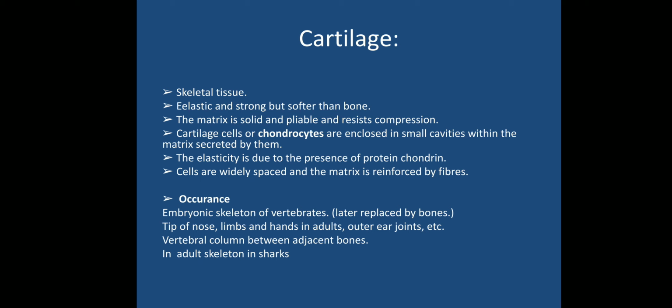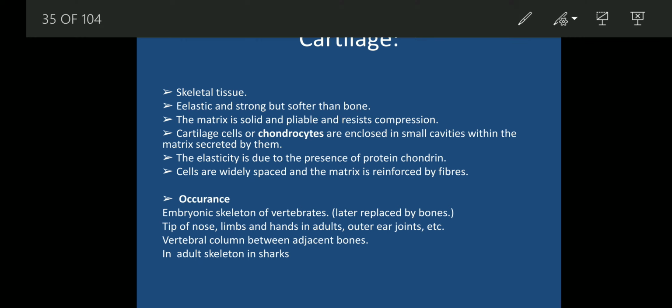The matrix is solid and pliable and resists compression. Unlike bone, here the matrix, although solid, is pliable. We can even compress it a bit, and it will regain its shape. The cartilage cells are called chondrocytes. In the case of bones, the bone cells are called osteocytes. Here they are called chondrocytes, and they are enclosed in small cavities within the matrix. They secrete some fluid around them and are embedded within it. So this matrix is formed by the chondrocytes themselves.